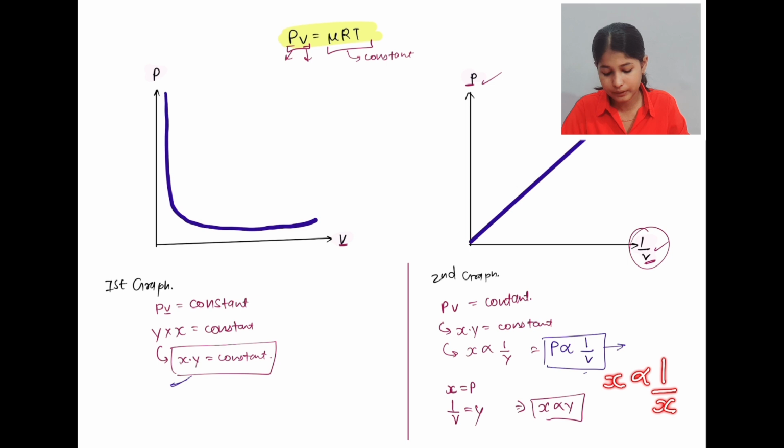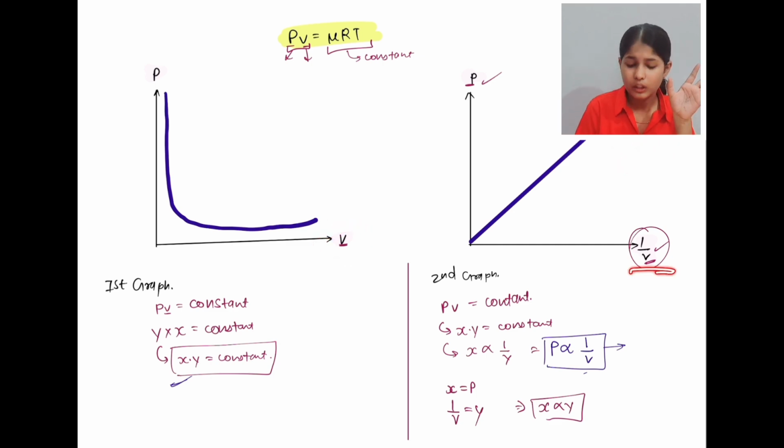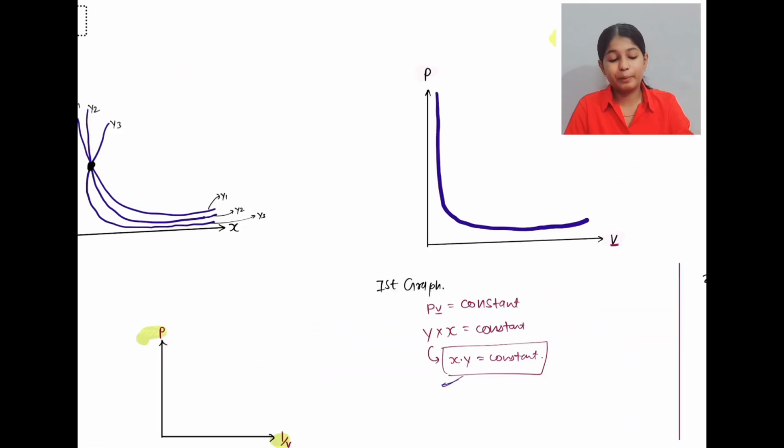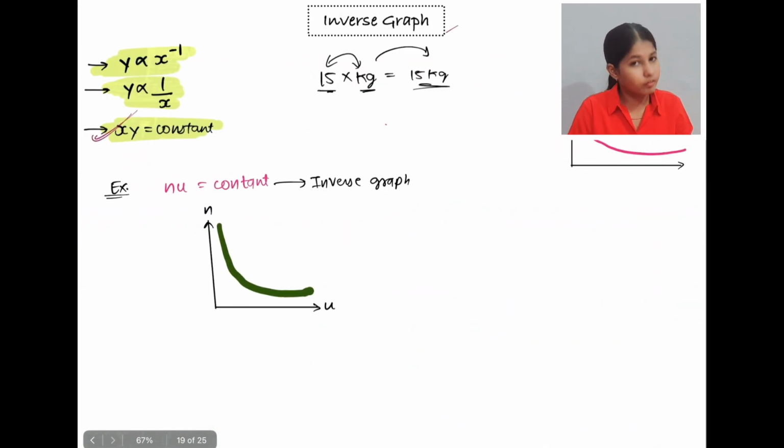Here it will become a mistake, because the question is considering 1 by v as a whole. It is not saying that v is equal to x. Here it was saying that v is equal to x, but here it is taking 1 by v as a whole, meaning it is saying that x is equal to 1 by v. Okay, so it will become x is directly proportional to y. That's all about our inverse graph.